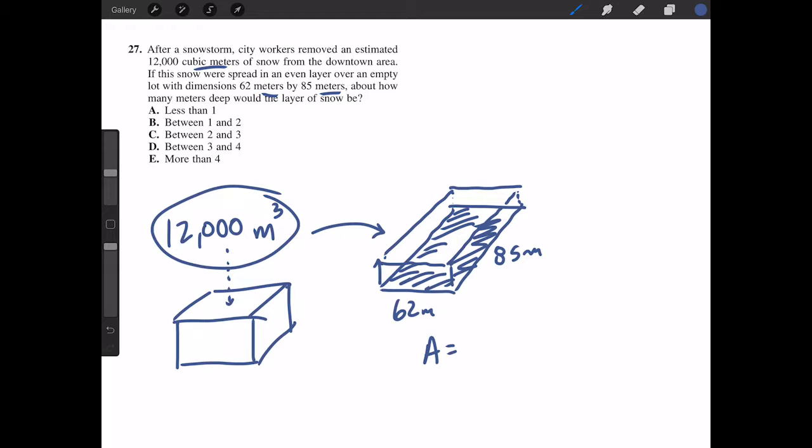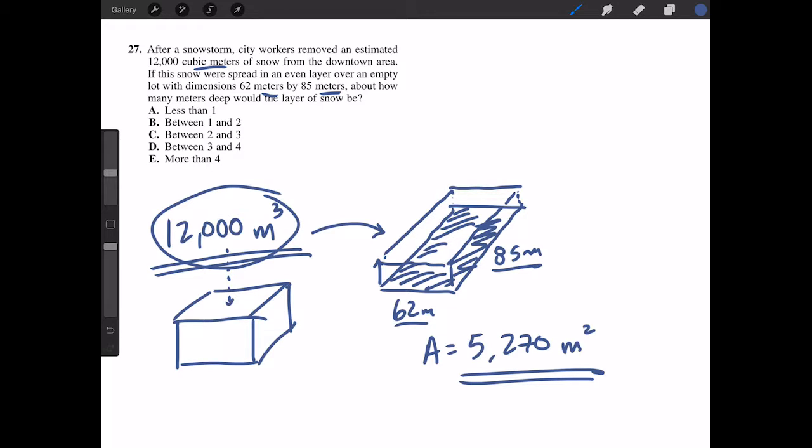We find that by multiplying 62 times 85, which gives us 5,270 square meters. Now, notice that we have a total of 12,000 cubic meters, and we want to see how deep it would be spread evenly over an area of 5,270 meters squared.